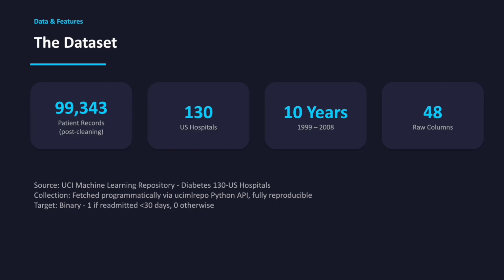Alright, so I'm going to talk about the data we used and how we got it ready for the models. Our dataset comes from the UCI Machine Learning Repository. It's called the Diabetes 130 US Hospitals dataset. Basically, it's 10 years of real patient records from 1999 to 2008 across 130 hospitals. After cleaning, we're working with about 99,000 hospital encounters, all from diabetic patients.